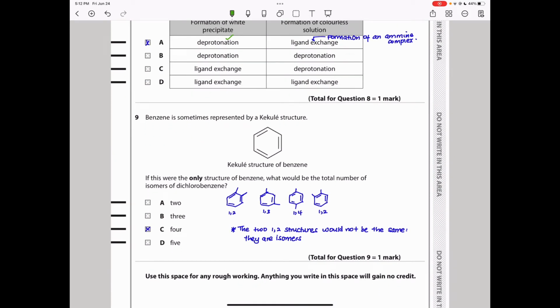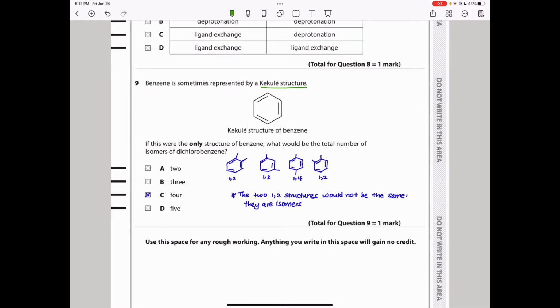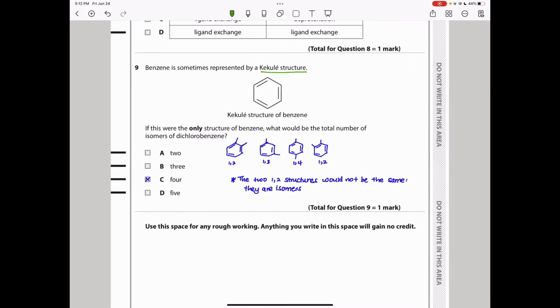Question 9 says benzene is sometimes represented by a Kekulé structure. So they're going to say, if this were the only structure of benzene, what would be the total number of isomers of dichlorobenzene? Now here I draw for you the structures of the possible isomers.